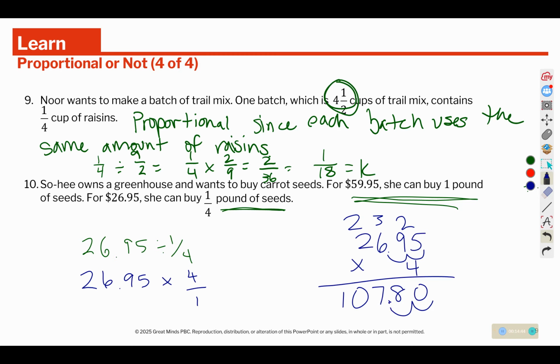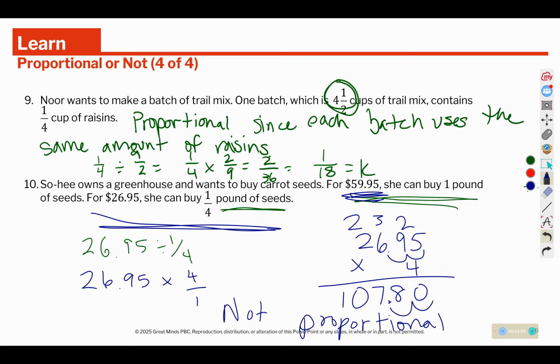But you can see that it is not the same as $59.95, so this one is not proportional. It does not have a constant rate. In this scenario, 1 pound costs $107.80. But in this scenario, 1 pound costs $59.95.